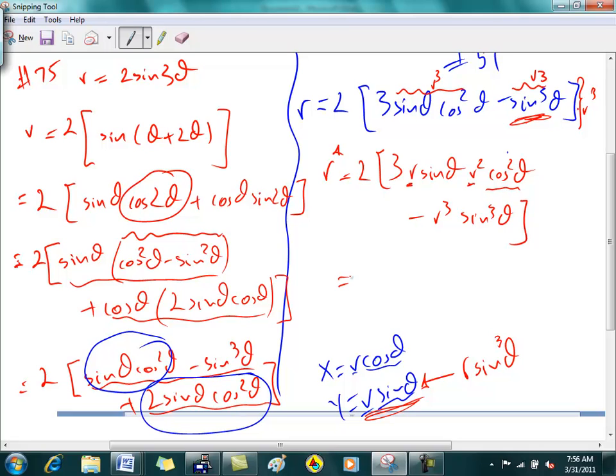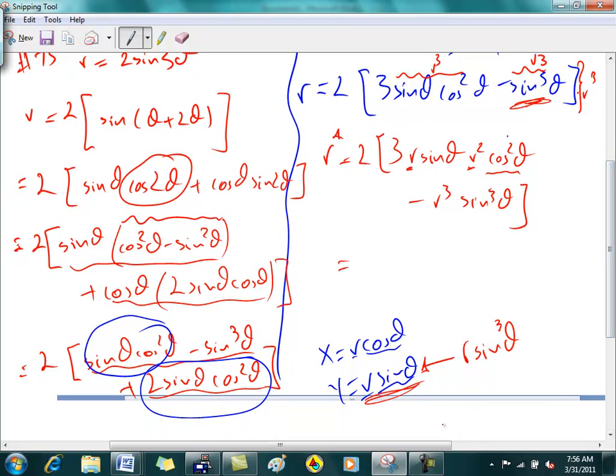Now, do I know what r squared is equal to? Yes, x squared plus y squared. Fantastic, Myra. Good job. So then, is it okay if I write x squared plus y squared on this side and square the two? Okay. And then on this side, instead of r sine theta, what can I write? Y. Instead of r squared cosine squared theta, what can I write? X squared. Fantastic. You guys got this now.